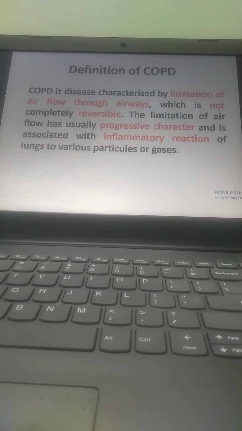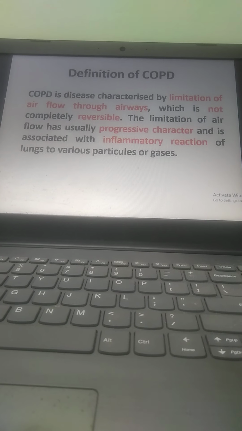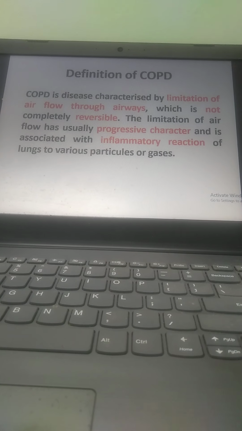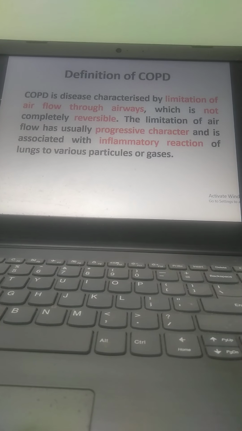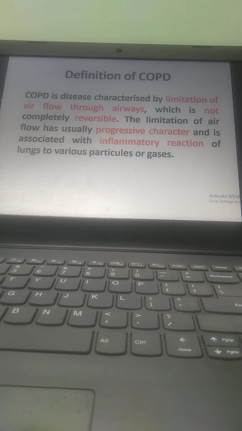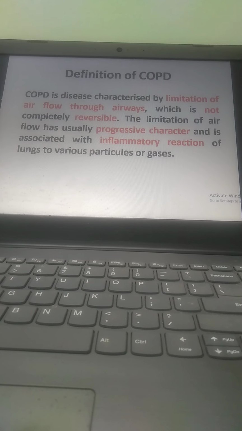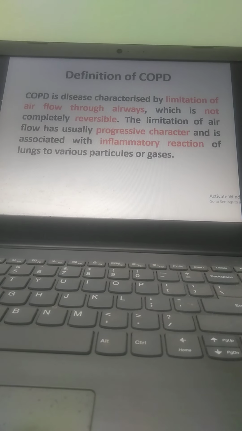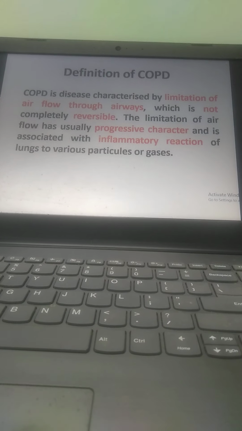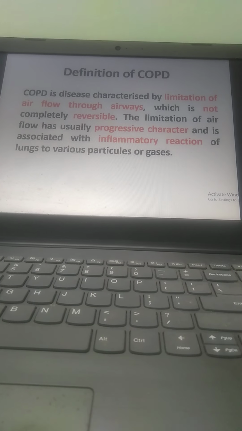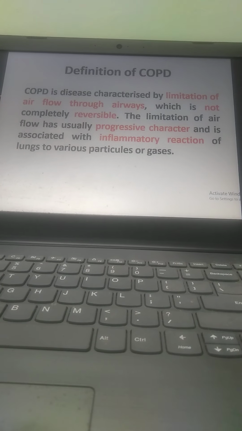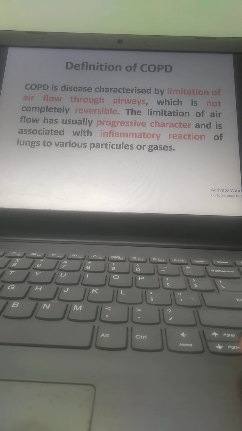Now, the definition of COPD. COPD is a disease characterized by limitation of air flow through the airways, which is not completely reversible. The limitation of air flow usually has a progressive character and is associated with an inflammatory reaction of the lungs to various particulates or gases. So COPD is not really reversible, but asthma is reversible.